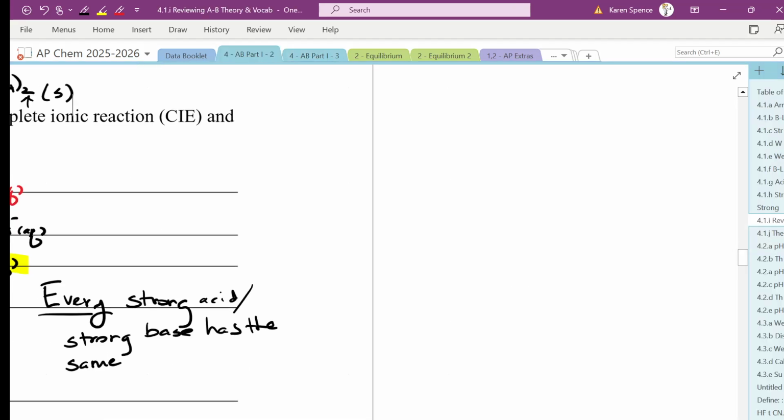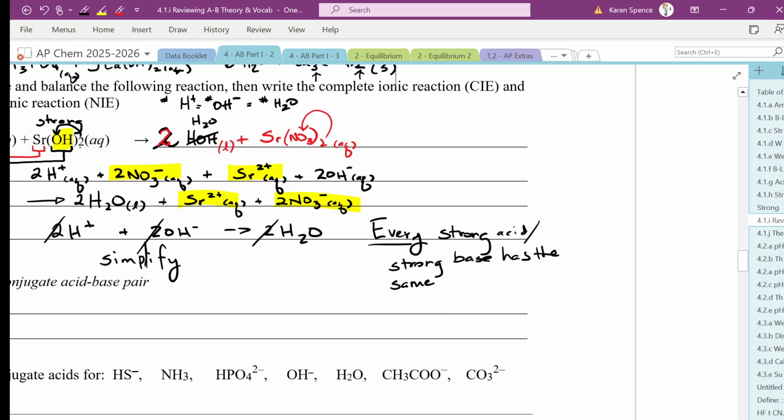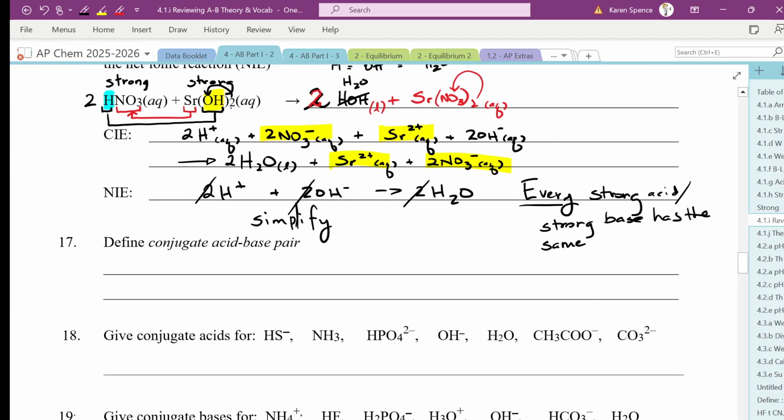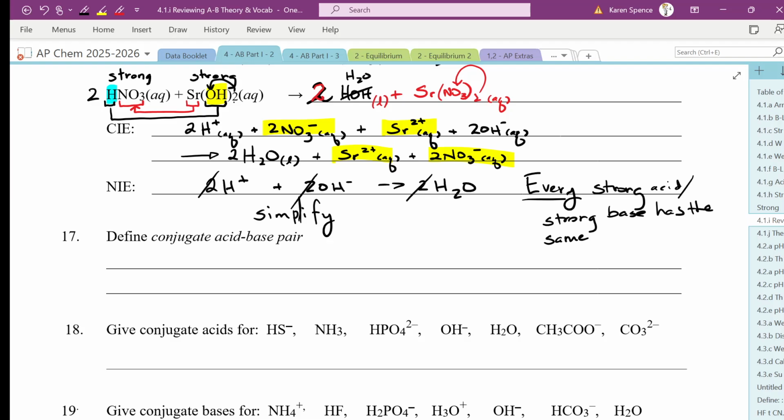Any other questions before we move on to 4.2? Oh, okay. There's not much to it. But you can count ions, right? Count ions at the beginning, count ions at the end. You'll be able to tell which one conducts better.